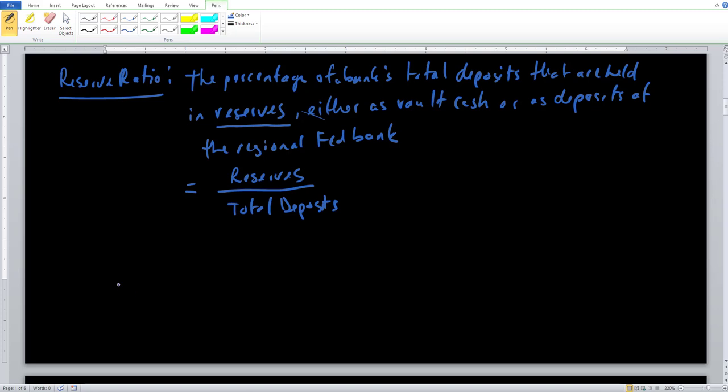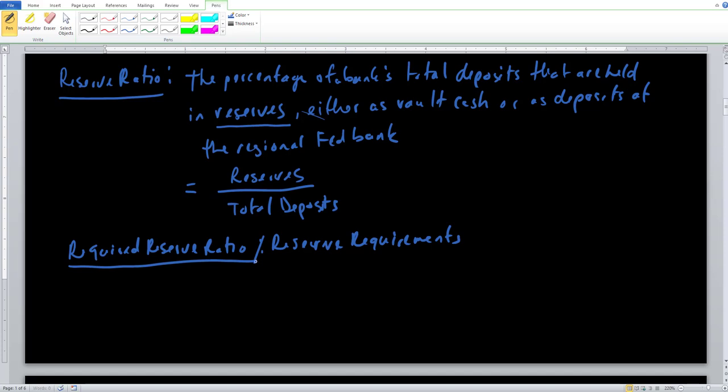Next, we take a look at the required reserve ratio. And like the name implies, required reserve ratio just tells us that the bank has to, by law, hold a certain percentage of all deposits as reserves. So the required ratio of funds. And also in terms of the required reserve ratio, there are different terms for it. You may also have heard it called the reserve requirement.